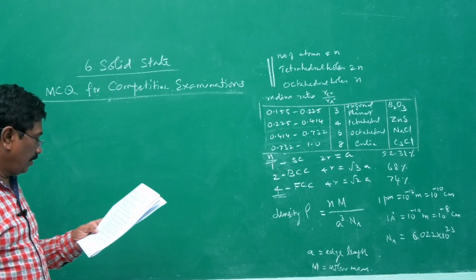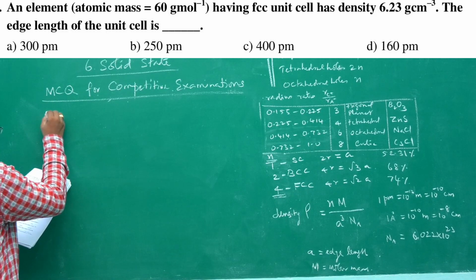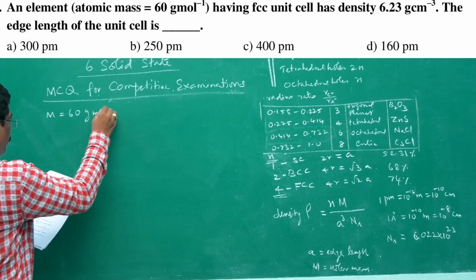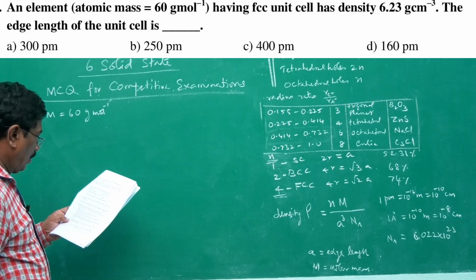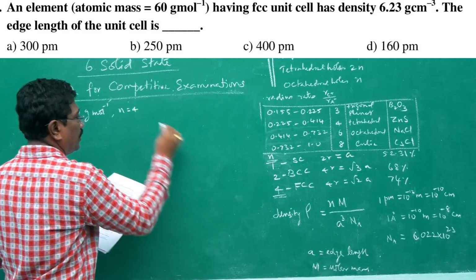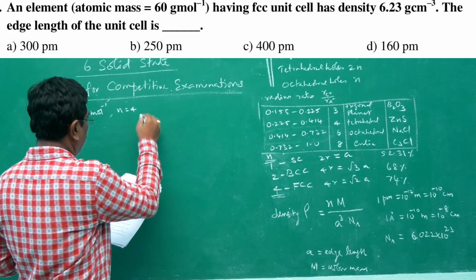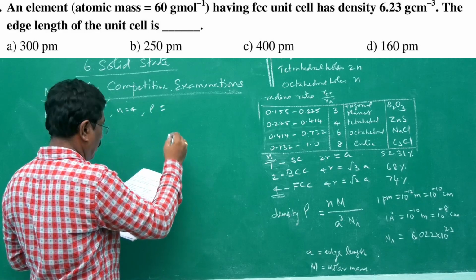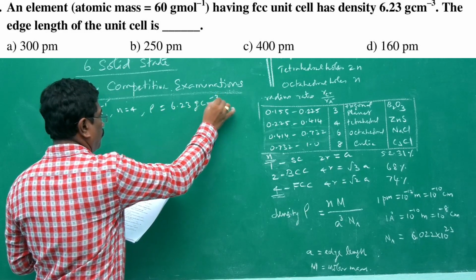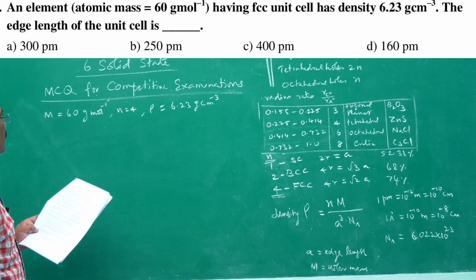Next question. An element with atomic mass M equal to 60 gram per mole, having an FCC unit cell, therefore n is equal to 4. For FCC, n is equal to 4. And the density rho is given as 6.23 gram per centimeter cube. The edge length of the unit cell, a, is asked.